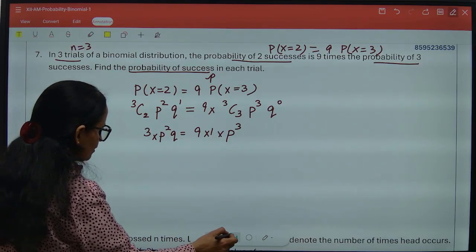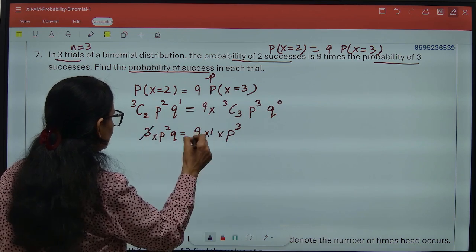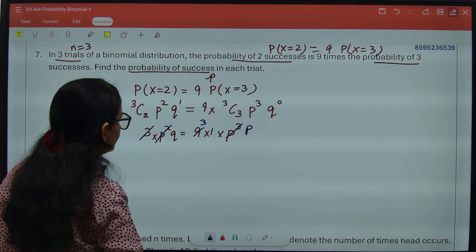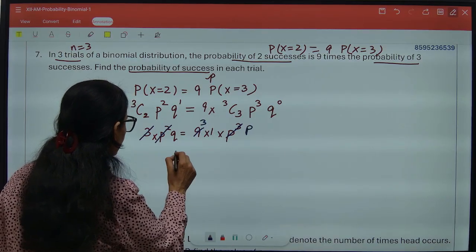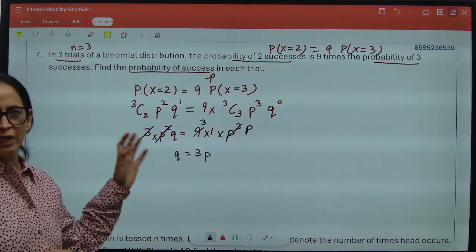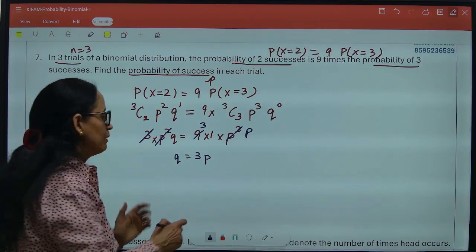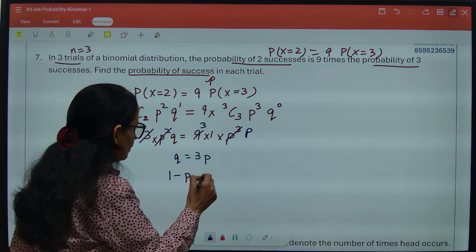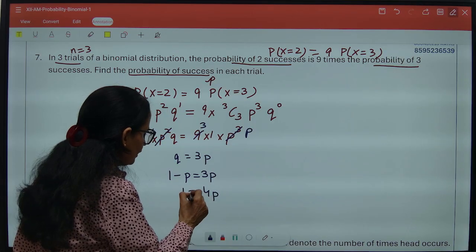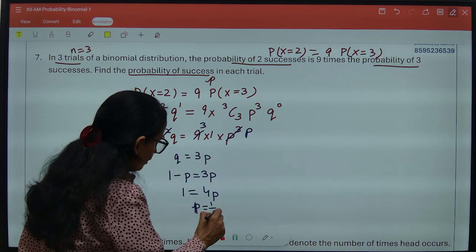So this gets simplified. 3 3s are 9 and p square gets cancelled and we have only 1 p left here. So that means q equals 3 times p. Now we also know that p and q add up to 1 always. So in place of q we can write 1 minus p. So 1 minus p is 3p, and when we take p to the other side it becomes 1 equals 4p. So probability of success comes out to be 1 by 4.